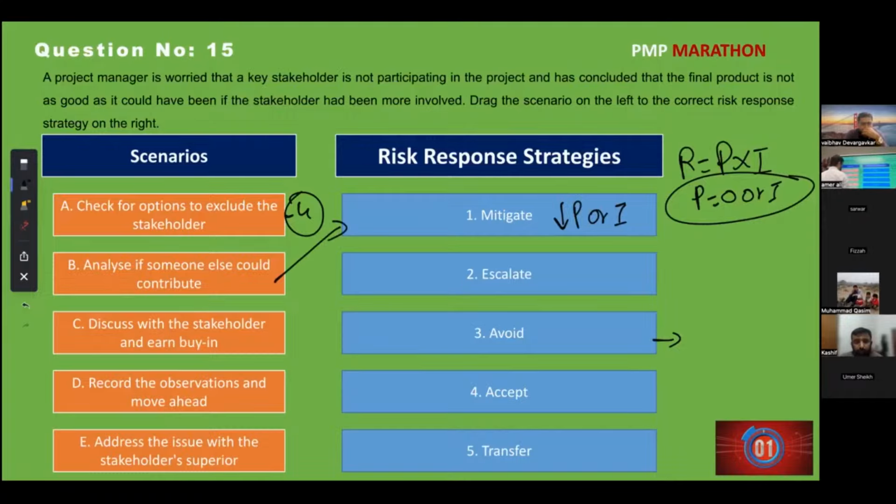Okay? Yes, sir. Maybe. I'm just saying it. Let's go with that. Transfer. Record the observation and move ahead. That is accepting the risk. You put the risk in the risk register. Set the tracker. If it happens, we will look into that. This problem is there. Something goes above the limit, you escalate it. Okay? Correct. Makes sense. Sorry.